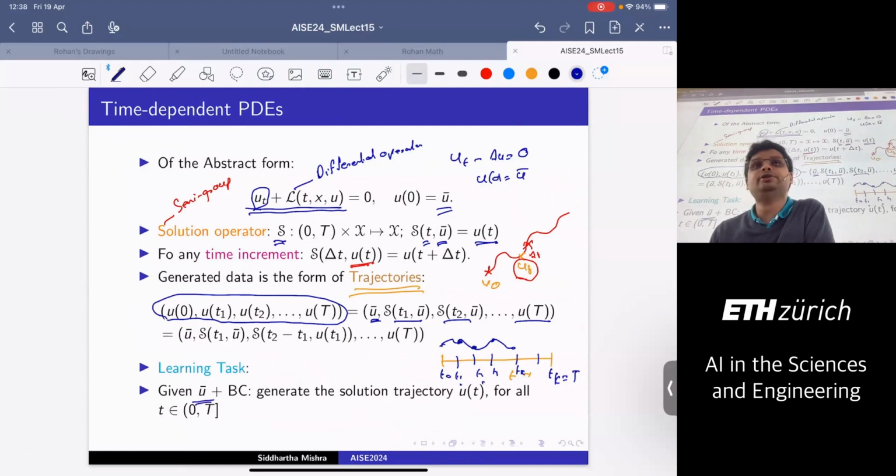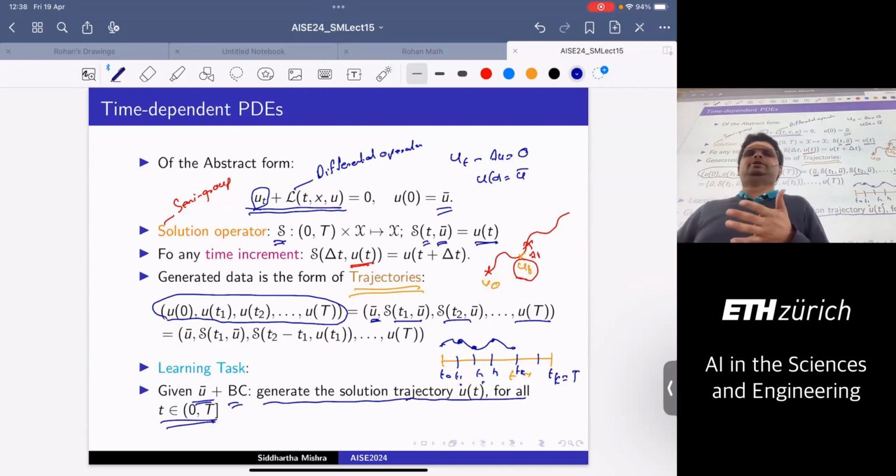Given the initial conditions, the boundary conditions, the domain, the coefficients, and all the other material properties of the medium, you have to generate the whole trajectory. Ideally, because this is what a numerical simulation does, you have to generate the solution trajectory for all times. At least for the times that you want to sample, you should be able to generate that. So in a way, this is a harder task.